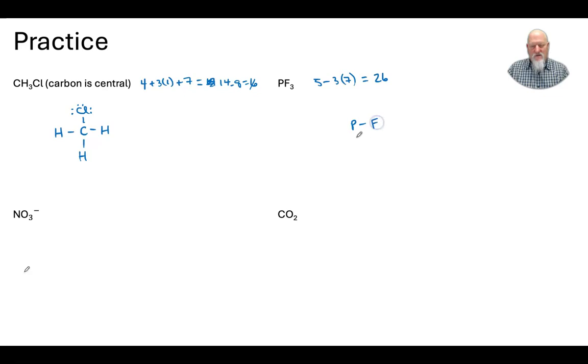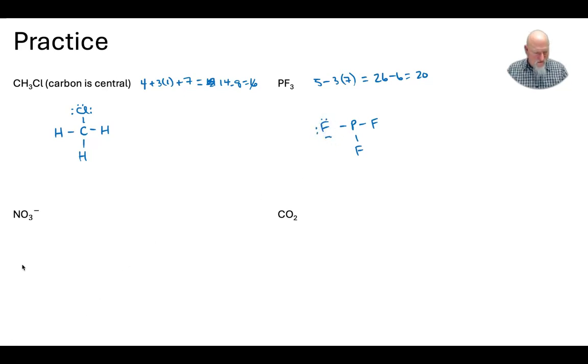Draw the skeletal structure. The phosphorus with the 3 fluorines bonded to it, just like that. That took 6 electrons. So I've got 20 left. The fluorines are all going to take 8. So we are going to put 3 lone pairs on each fluorine.